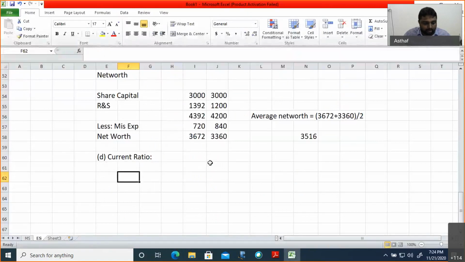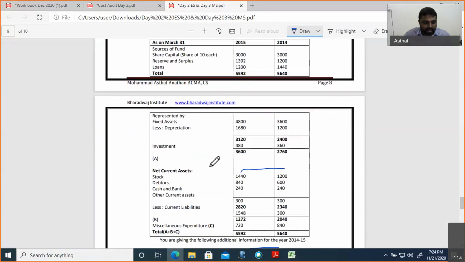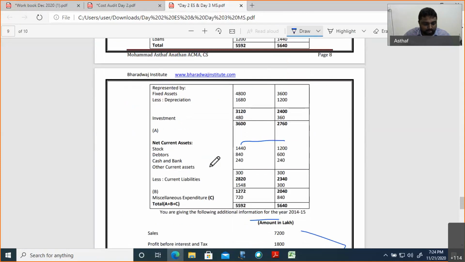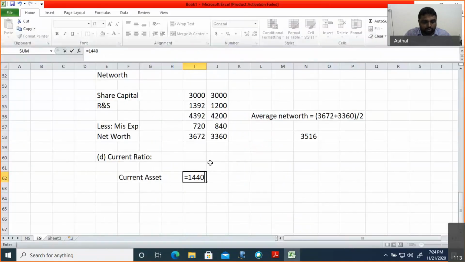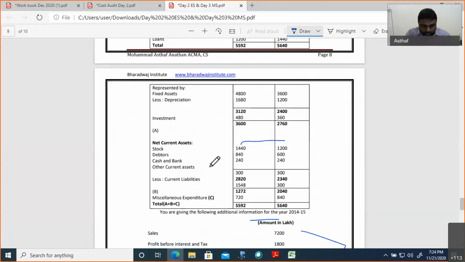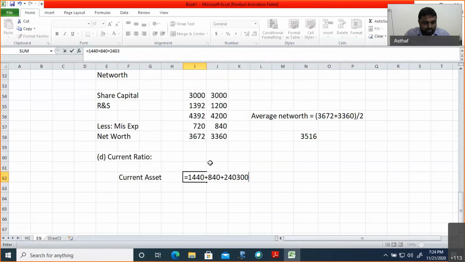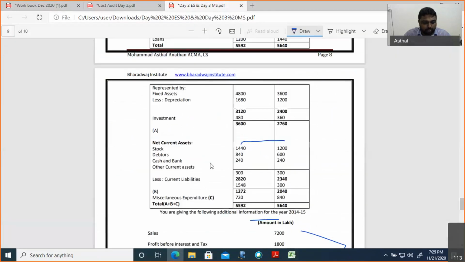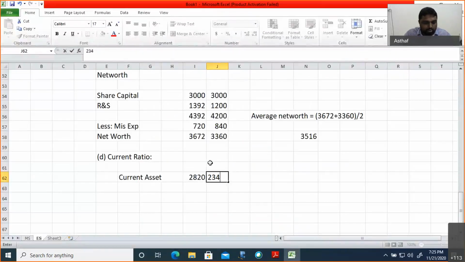Are you ready? First we have to find out the current asset. Current asset is nothing but we have to add 1440 plus 840 plus 240 plus 300. I think a small typing error is there. 2820. Small typing error, come down below: 2340.